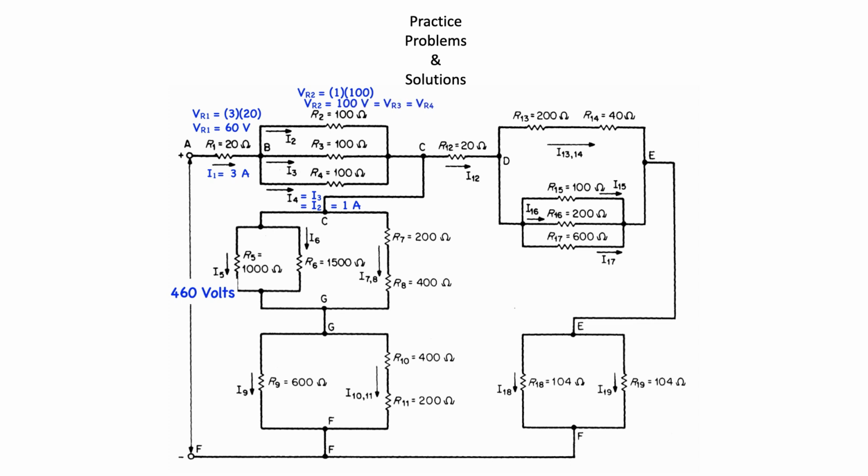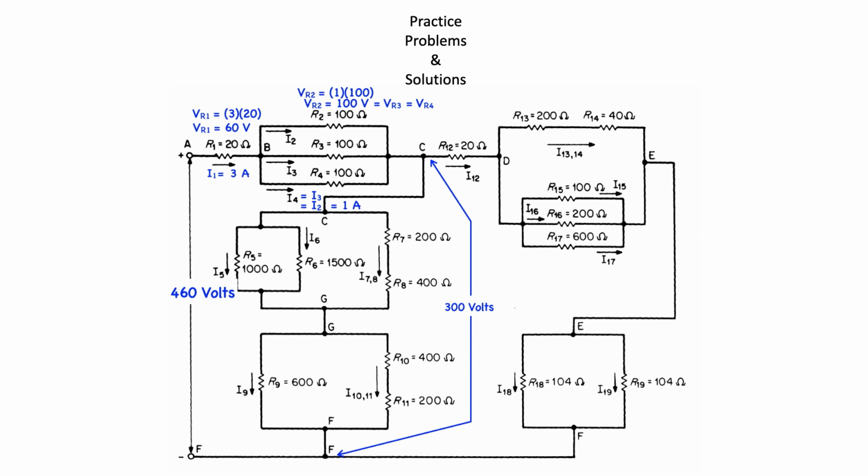Again, using Ohm's law, the voltage drop across R2 is 1 times 100, which is equal to 100 volts, which also equals the voltage drop across R3 and R4. The voltage drop from C to F can be calculated, which is the supply voltage E minus the voltage drop AB plus BC, or 460 minus the quantity 60 plus 100, which is equal to 300 volts.